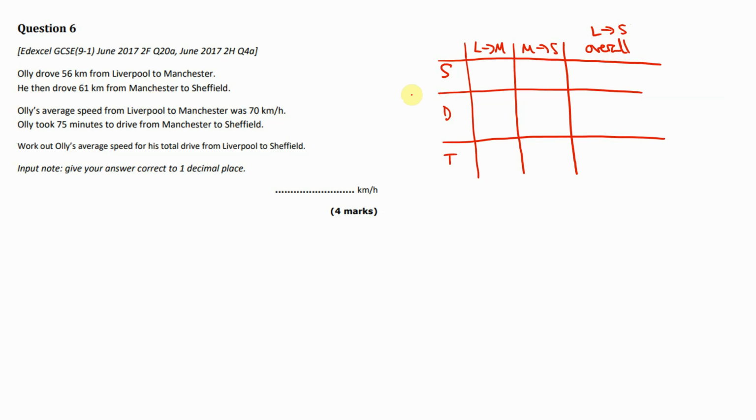Ollie drove 56 kilometres from Liverpool to Manchester, so distance is going to be 56. He then drove 61 kilometres, so overall he would have driven 56 plus 61 kilometres, which is 117. Ollie's average speed from Liverpool to Manchester, so this first part was 70. He only took 75 minutes to drive from Manchester to Sheffield.